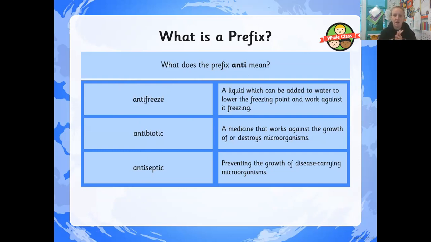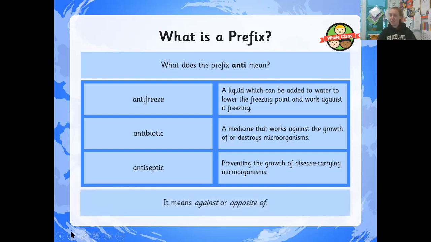That's interesting. There's my one there, look, antibiotic. And that's a medicine that works against the growth of or destroys microorganisms. So it's working against those bad things in your tummy. And there's antiseptic, look, and that's preventing the growth of disease-carrying microorganisms, just like I said in there. So it means against or opposite of. So we were right. So we've got three prefixes there.